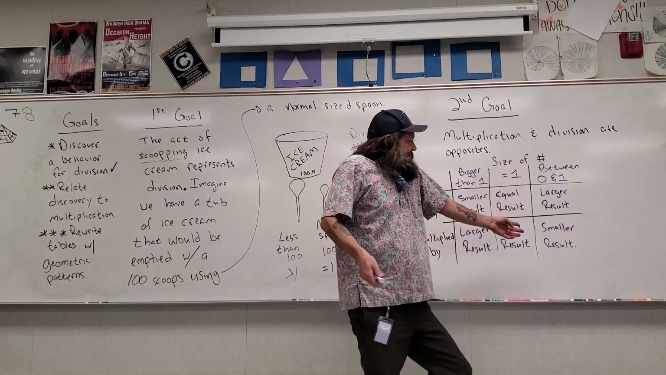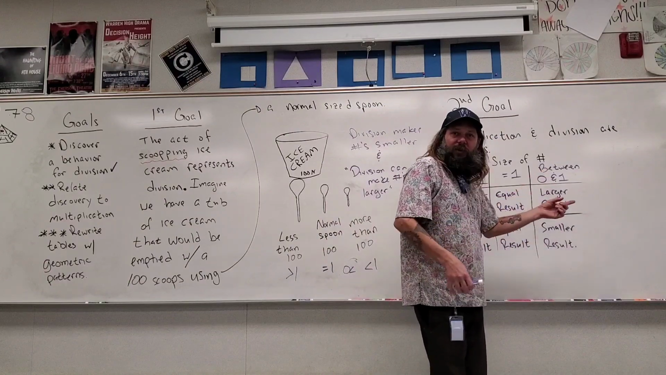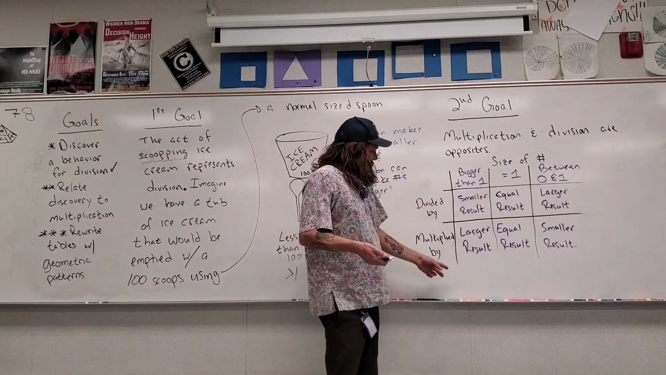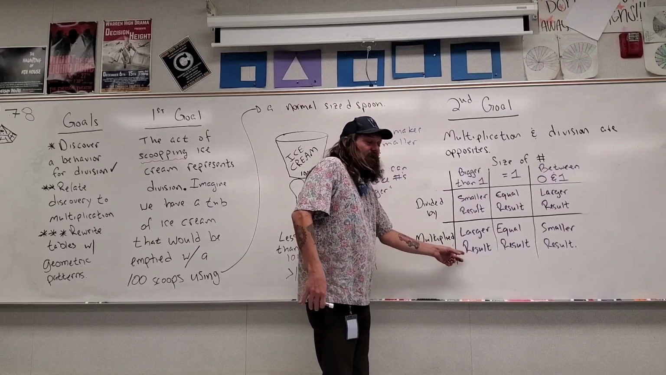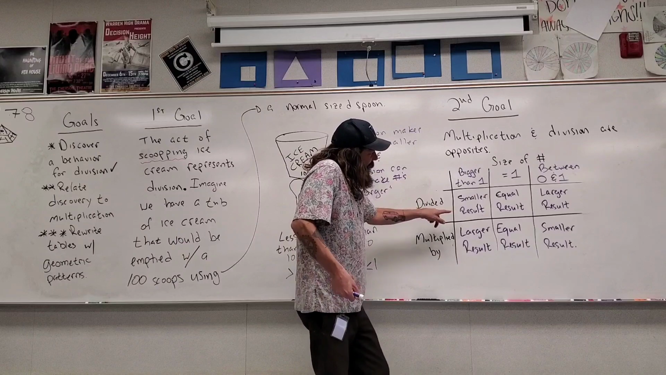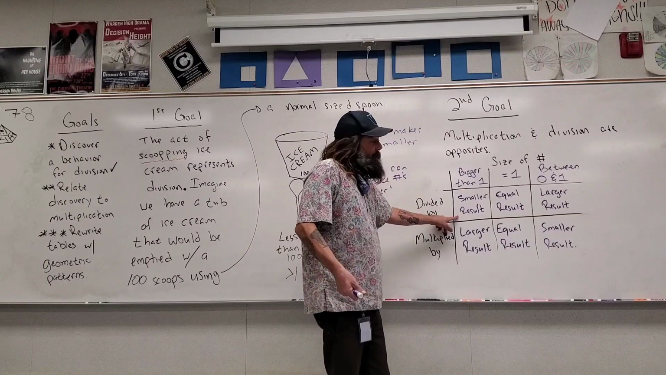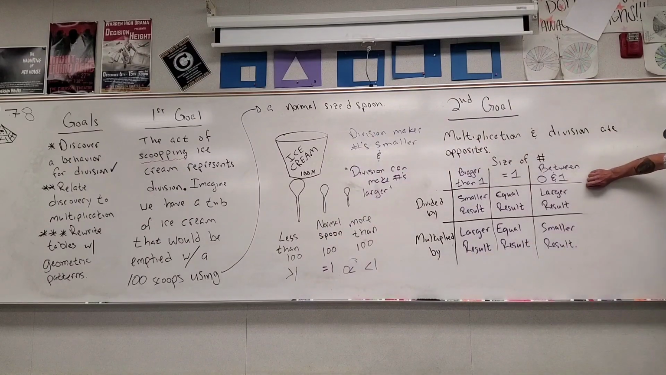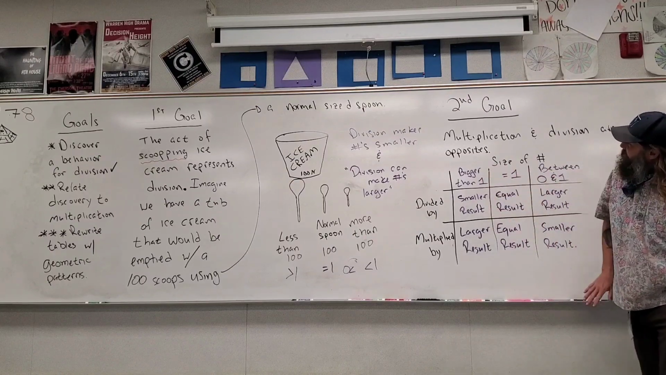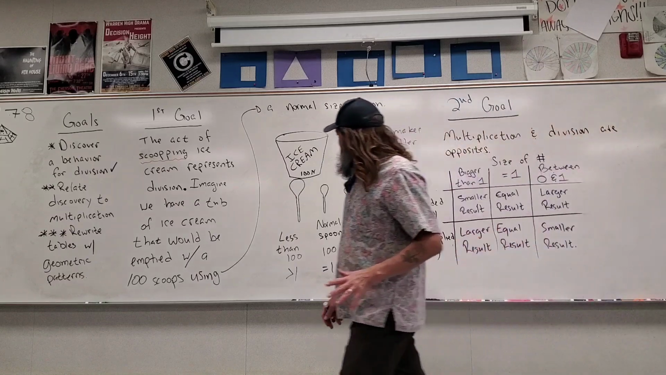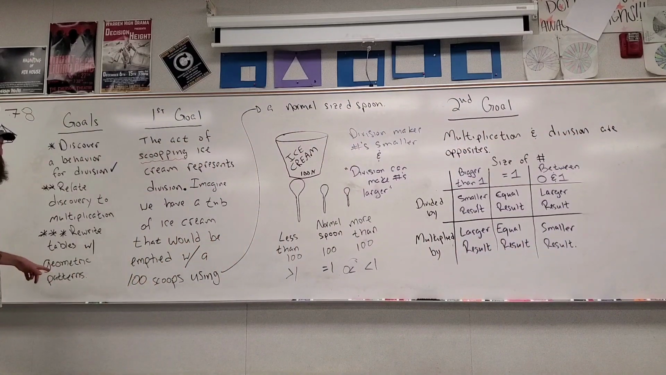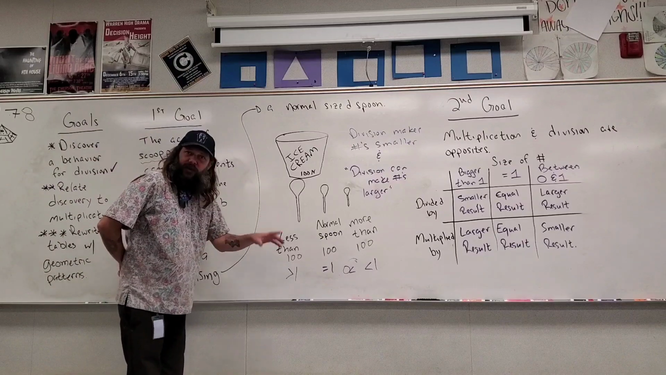If I multiply 10 by a half, which is between 0 and 1, I'm going to get 5. If I multiply 10 by 2, I'm going to get 20, which is a larger result. If I divide 10 by 2, which is a number bigger than 1, I get 5. I get a smaller result. If I divide 10 by 1/2, or 0.5, I get 20. I get a larger result. And we'll talk about how that works in a little bit. But I'm going to go ahead and erase everything and then come back and talk about our third goal here. So we'll be back in a second.